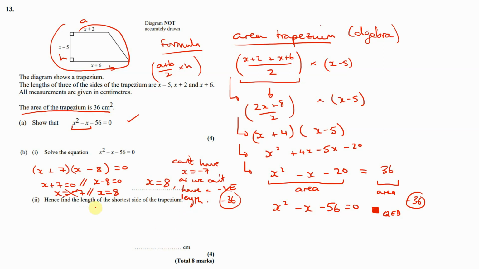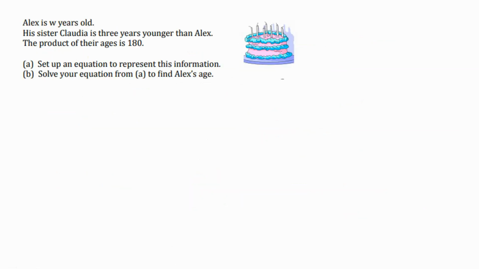Hence, find the length of the shortest side of the trapezium. Well, in this case, 8 plus 2, that would be a length of 10. 8 minus 5 would be a length of 3. And 8 plus 6 would be a length of 14. So the shortest length is 3 centimetres. We know this diagonal wouldn't be the shortest length as well, because diagonals are always longer than the straight down. So that's 8 marks. I don't think it's too bad, especially once we get used to it.